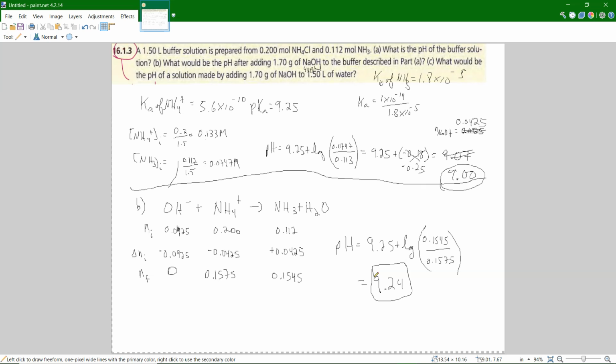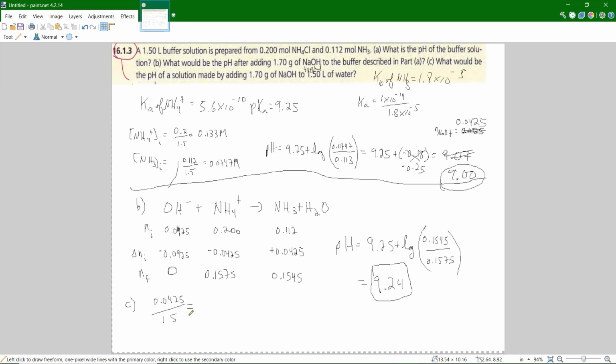Okay, and part C, once you just make the comparison, I mean, I could expand upon this, but the question didn't ask on it, and say, what instead if we put in some hydrochloric acid? Well, then the NH3 would be the one making the sacrifice. If we add 1.7 grams of NaOH to 1.5 liters of water, so here we're saying, what if we don't have any buffer and we just take 1.7 grams, which is 0.0425 moles, and mix that in 1.5 liters.